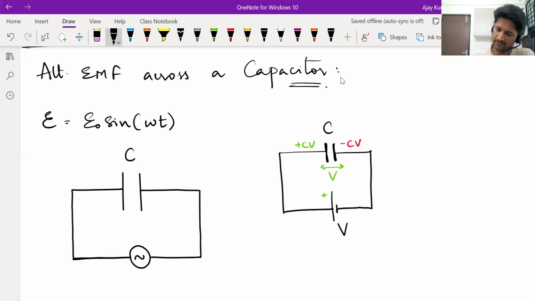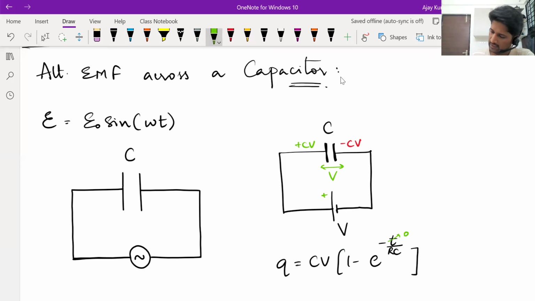In fact, we had derived the charging equation, charge on a capacitor. Q is equal to CV into, I think we had, 1 minus e power minus t by tau, tau being RC. When t is 0, e power 0 becomes 1, 1 minus 1, the charge is 0. As time passes, this term will decrease and the charge will tend to CV. It will slowly grow to CV. In fact, to become equal to CV, theoretically, it will take infinite time.